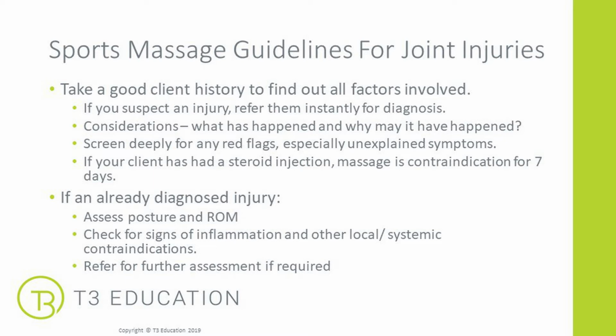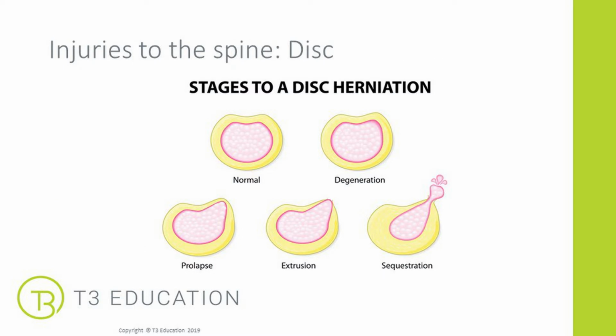When you see your client and they have had a diagnosed injury, assess their posture and range of motion. Always check for signs of inflammation and any other local or systemic contraindication. So you keep checking to make sure that they are safe within the sports massage remit. And always refer if there's any further assessment that's required or anything that's cropped up later down the line in your assessments. Next, we're going to look at some disc and spine injuries.